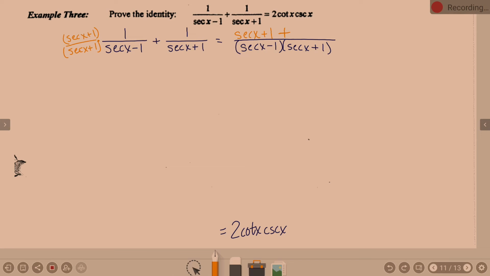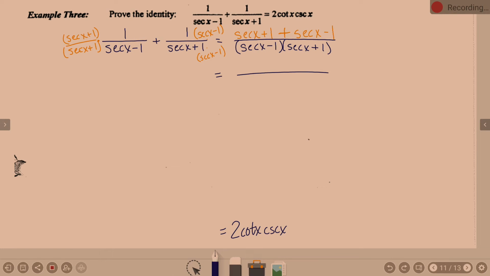Plus, because we're adding, what's my second fraction missing? Okay, I just should have left more room here. It is missing secant x minus 1. So I'm going to multiply top and bottom by secant x minus 1, yes? On top, what is 1 times secant x minus 1? Secant x minus 1. Okay?